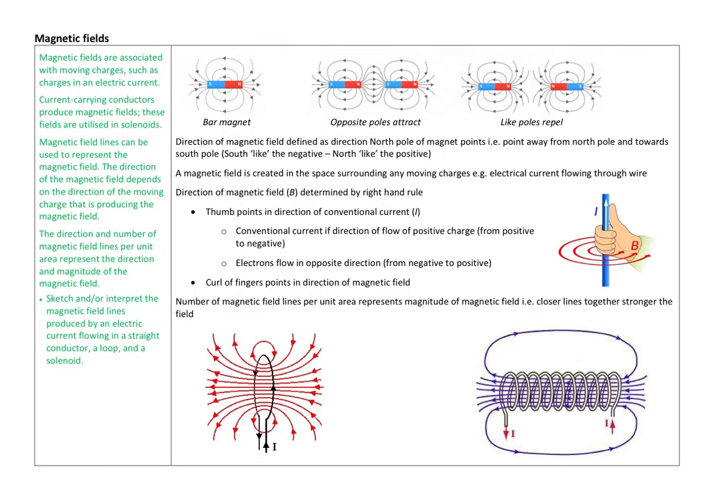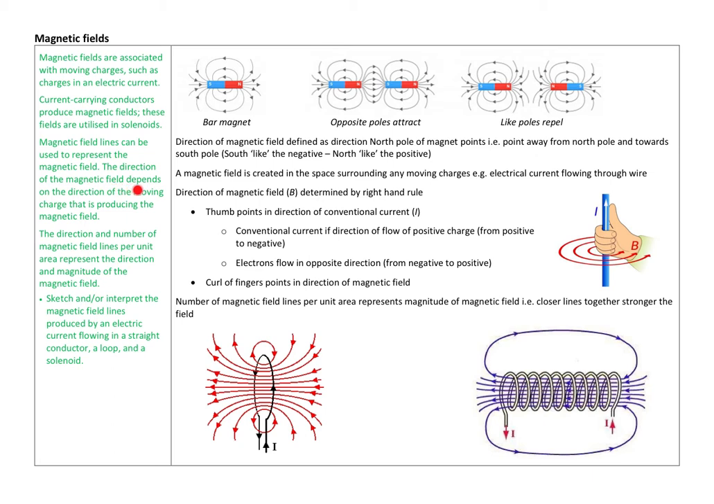So as usual, let's think about what we need to know. We need to know that magnetic fields are associated with moving charges, such as charges in an electric current. Current-carrying conductors produce magnetic fields. These fields are utilised in solenoids. Magnetic field lines can be used to represent the magnetic field.